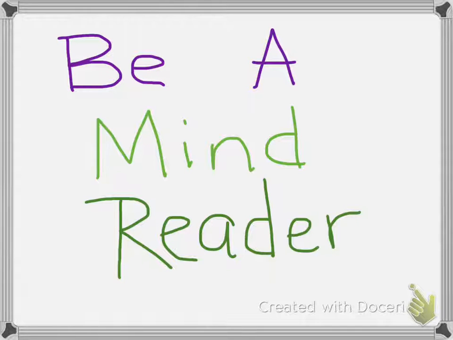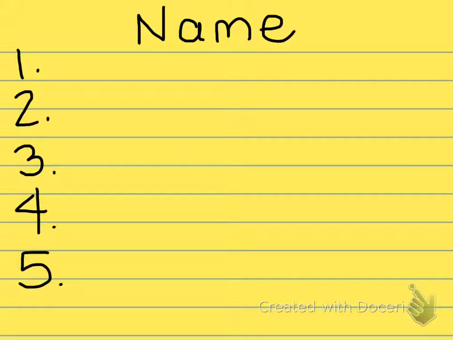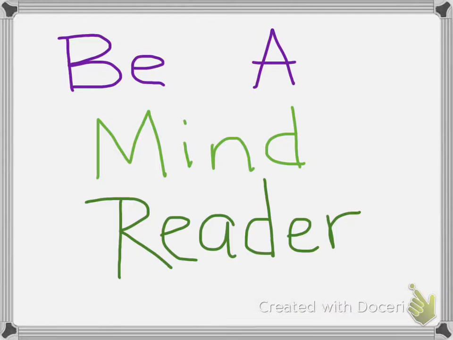This is Mrs. Boynton, and we're going to play a game called Be a Mind Reader. This is a word wall game, and to play it, you have to look at the word wall. So get your eyes ready for that. And also to play it, you're going to need a sticky note with your name at the top. And you need to number that sticky note 1, 2, 3, 4, 5. So get that ready and pause the video until you're ready with your sticky note so we can play Be a Mind Reader.